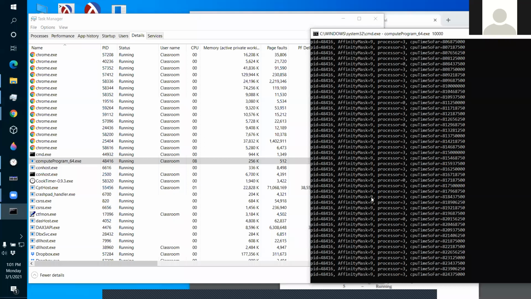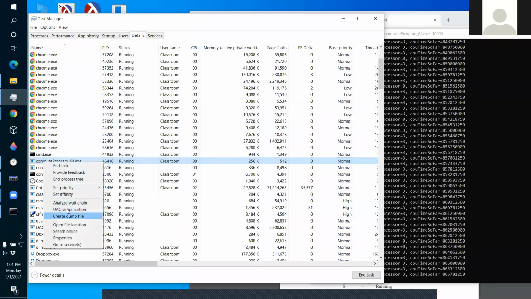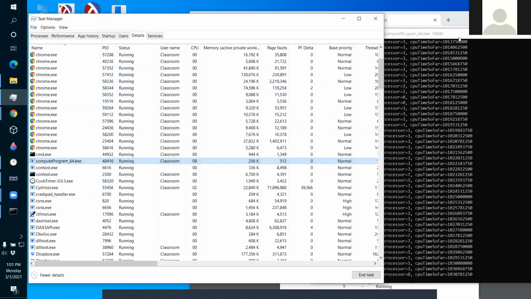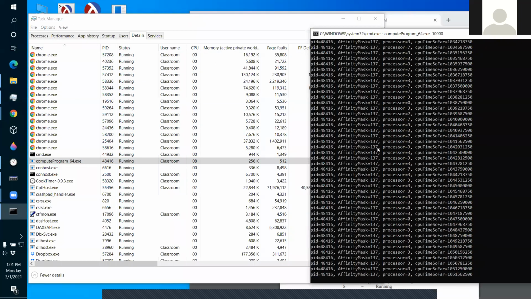So the affinity mask is a bit mask, though it's displayed here in decimal. When you manipulate it over here, Windows shows it to you as bits. It shows you little check boxes, and that's a binary number, 100100001. And that number in decimal was 137. And I'm running on processors 0, 3, and 7.